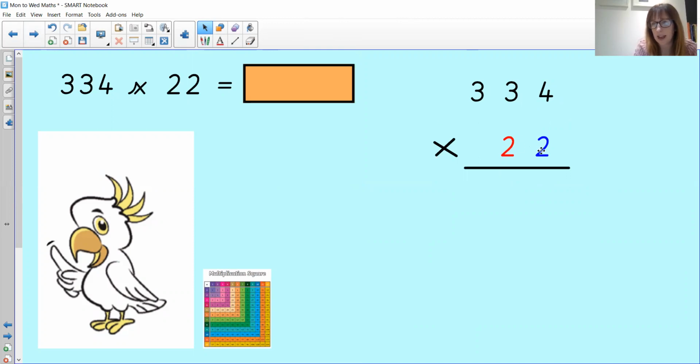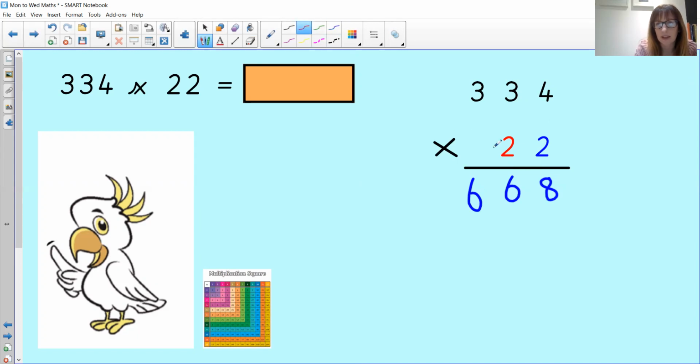I've color-coded again the number that we're multiplying by to show that we're going to multiply by the ones first, and then we'll multiply by the tens. So let's make a start. We've got 334 times 22. So I'm just going to start by thinking about timesing by 2. You've still got those multiplication squares from yesterday. However, we shouldn't need it for this calculation because we know our 2 times tables, don't we? So 4 times 2 is 8. 3 times 2 is 6. And 3 times 2 is 6 again.